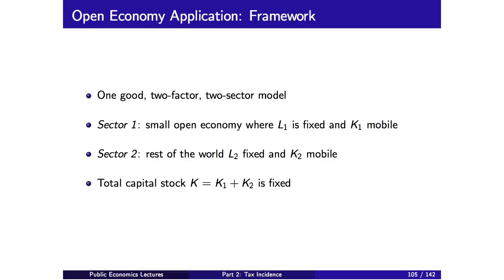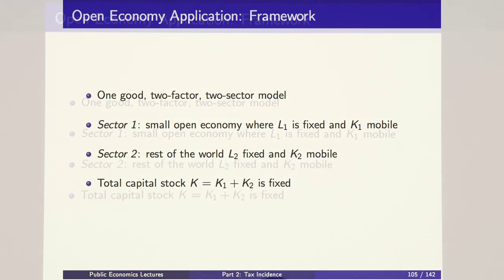Okay, so this is going to be a one good, two factor, two sector model. So all the countries are producing the same thing. They're all using capital and labor, and then there are two sectors, there are two countries. Okay. Think of sector one as being a small open economy where L1 is fixed and K1 is mobile. And sector two, think of that as being the rest of the world where L2 is fixed and K2 is mobile. So capital is mobile in both cases, labor is fixed, all right? The total capital stock in the world is fixed, okay? So there's only a finite amount of capital that we're going to allocate across these countries.